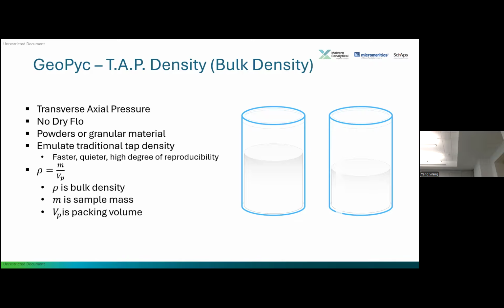It's common in the pharmaceutical industry. I think the biggest industry now that's adopted this technology is the battery industry, where they're looking at how much active powders can they compact in a small volume.